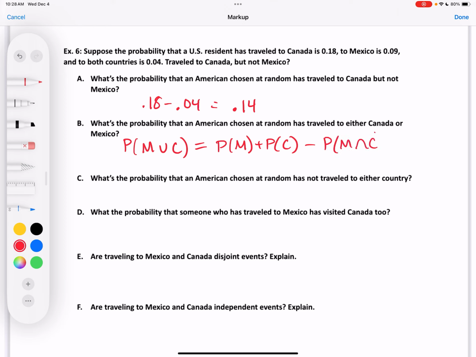So I rewrote it in terms of Mexico and Canada. We need the probability of Mexico, which is 0.09, plus the probability of Canada, which is 0.18. And then we need to take off the intersection, which is that 0.04. So when we do that, we get 0.23.